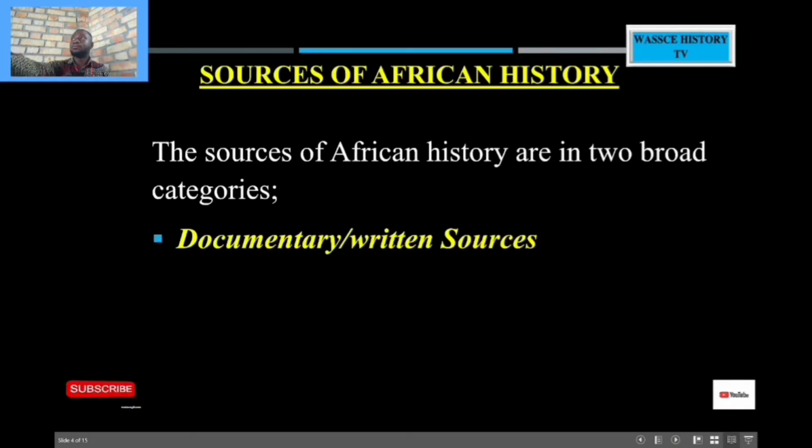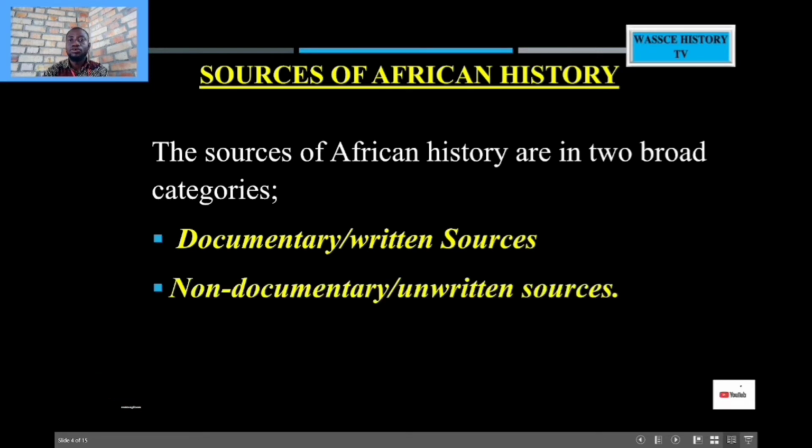Those are, of course, the sources, all of them put together, combined. But all those sources that we talked about earlier are grouped into 2 broad categories. The first one, the forts and castles, the documents, and all of them are sources. But we have grouped them under 2 broad categories, which are the documentary or written sources and also the non-documentary or non-written sources. All right.